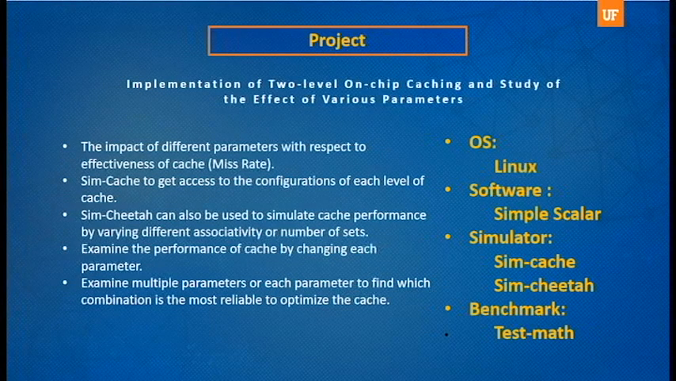The simulation tools we used in this project are SimCache and SimCheetah. These tools can help us set the configurations of each level of cache. In this project, we only use one benchmark to test the output, which is test-math. We will use some other benchmarks in further study. The method we are going to use is controlled variables, so we fix two parameters each time and change the other parameter to get the value of the miss rate.